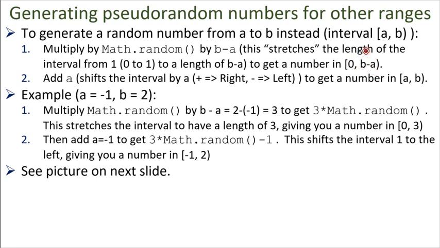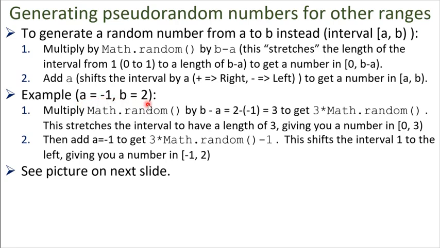If the original number produced were 1, now we said it can't actually produce 1, but if it were 1, then when you multiply that by B minus A, you're going to get B minus A, right? If it were 1/2, then when you multiply that by B minus A, you're going to get 1/2 of B minus A. So it's going to be the midpoint here, right? And then the next step is to add A. So that's going to shift the interval by A. So if you were originally getting a number from 0 to B minus A, now you're going to get a number from 0 plus A, which is A, to B minus A plus A, which is B.